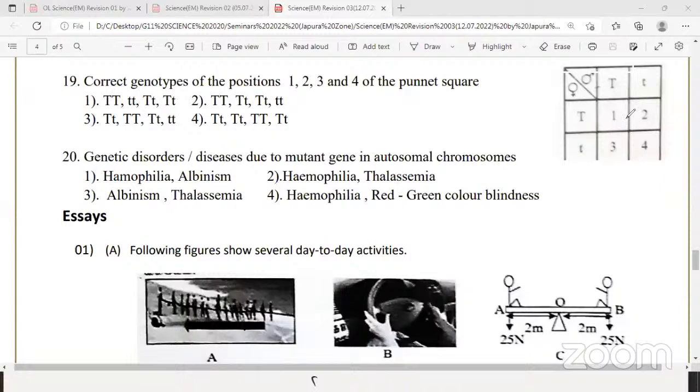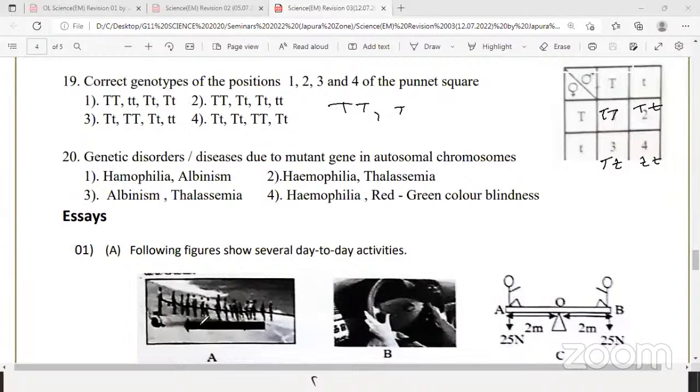Right, anyway, the first one is capital T. The second one, capital T, simple T. Then the third one also capital T, simple T. The fourth one, simple T, simple T. So 1, 2, 3, 4. I'll write the order: capital T, capital T.